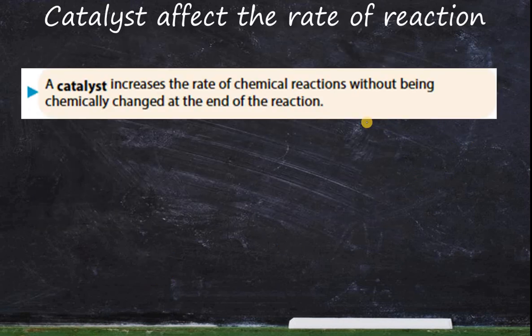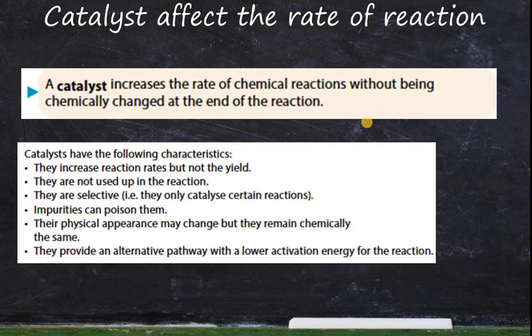So now let's talk about the next part, which is very important, the catalyst. How does the catalyst affect the rate of reaction? So what is a catalyst? A catalyst is a chemical which can affect the rate of a chemical reaction without being chemically changed at the end of the reaction. There are some properties which you are going to learn. They increase the rate of reaction but not the yield. It means you will not see 100 become 200, but obviously the reaction will be fast, meaning less time.